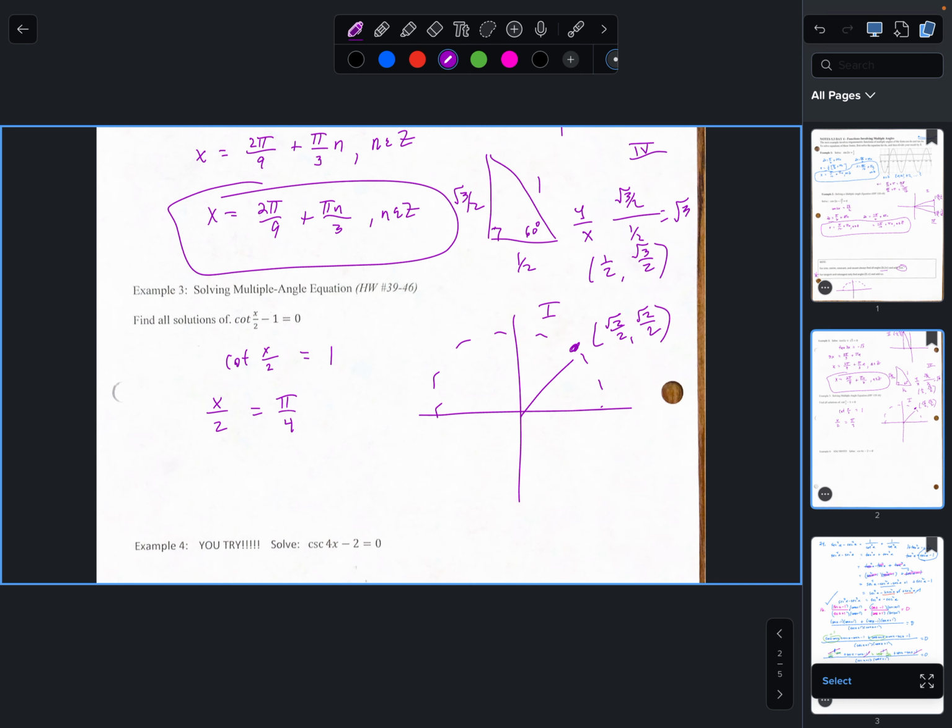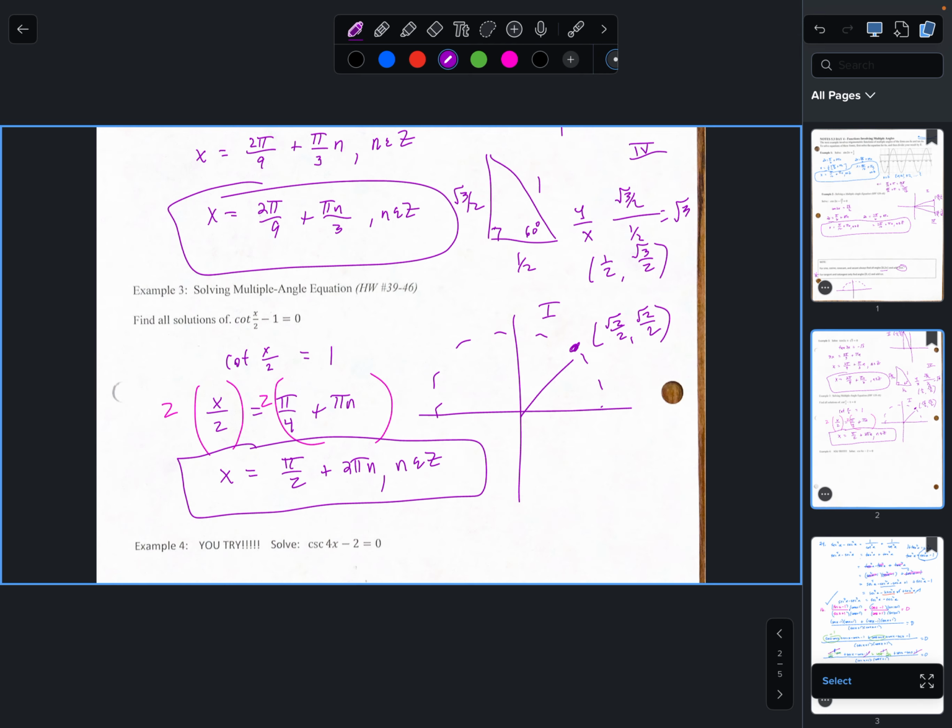And we'll get the n as an element of the integer at the end. But now you need to multiply by 2. You need to multiply by 2 to solve for x. And so you get pi halves plus 2 pi n. N is an element of the integers. And so then, for example 4, we'll just go ahead and do it together here. It's cosecant of 4x equaling 2.